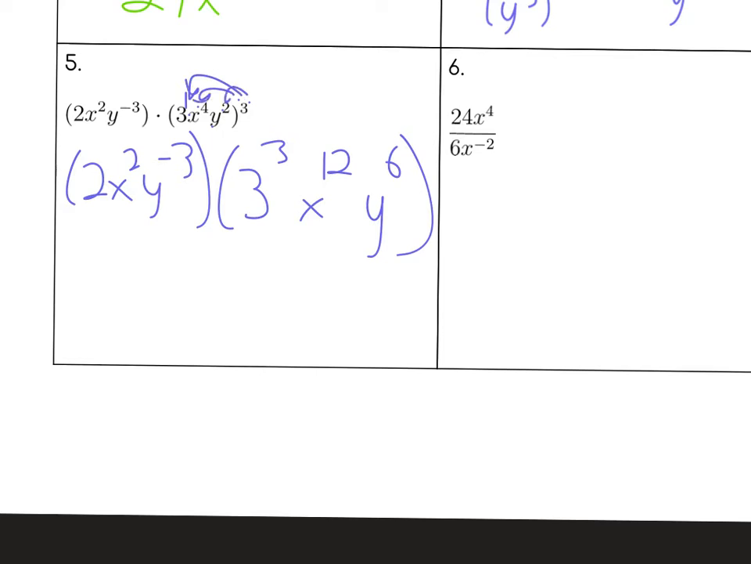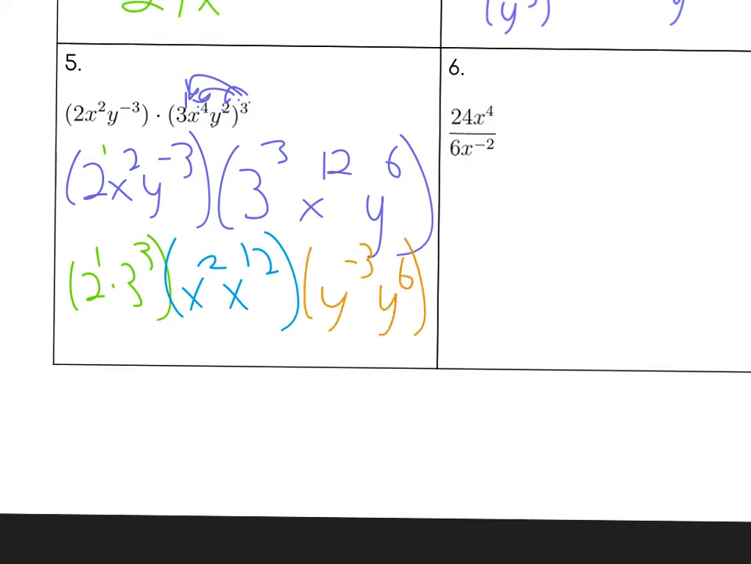Now let's collect things together. So we have 2 times 3 cubed. That's 2 to the 1, if that makes you feel better. We have x squared, x to the 12th. And then we have y to the negative 3, y to the 6th.